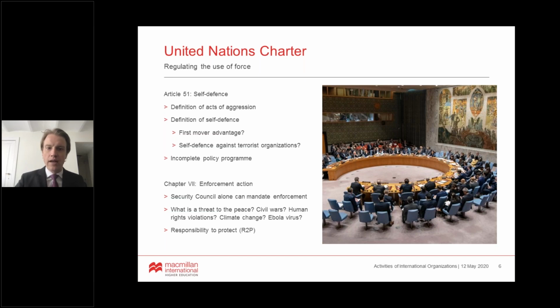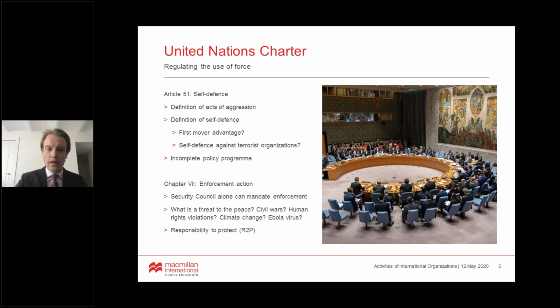But what about human rights violations? What about climate change? The UN Security Council has only last year decided that climate change is a threat multiplier. So it really hasn't said yet that climate change might also be a threat to the peace, but it's debating these issues. In 2014, the UN Security Council announced that the Ebola virus would be a threat to the peace, but it has yet to decide that COVID-19 is a threat to the peace. So you can understand that also the definition of threat to the peace is very much debatable, and these things take place in the Security Council.